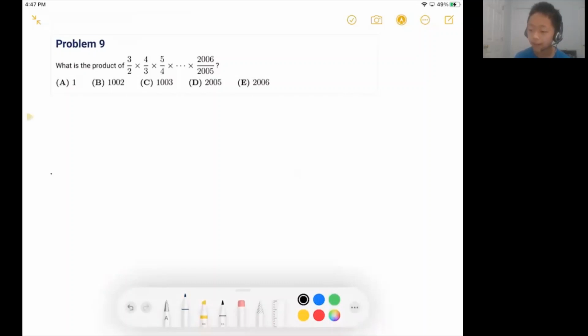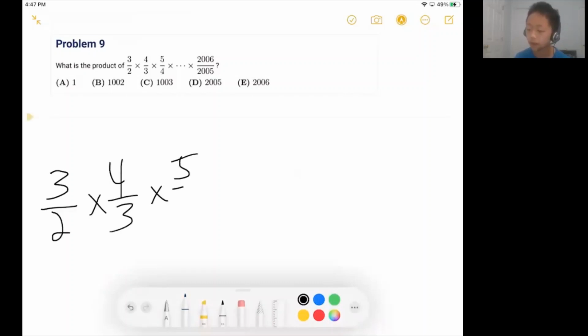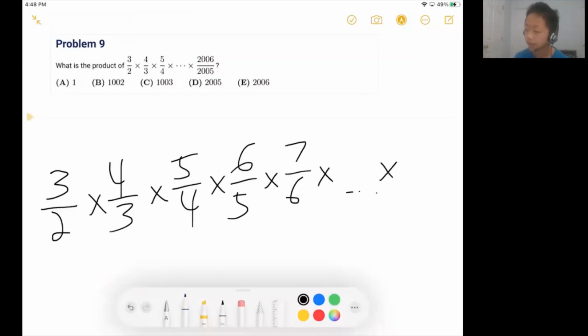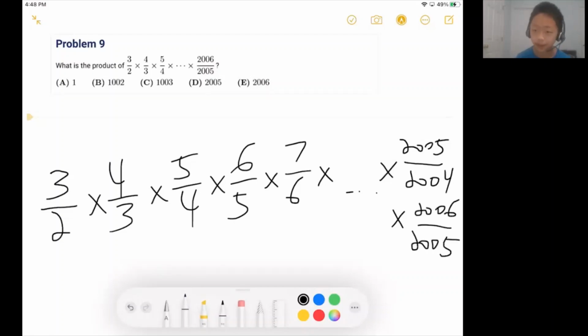So you have 3 over 2 times 4 over 3 times 5 over 4, continuing this pattern, times 6 over 5 times 7 over 6 times, all the way to times what? 2005 over 2004 times 2006 over 2005. So we want to find what is the value of this product.